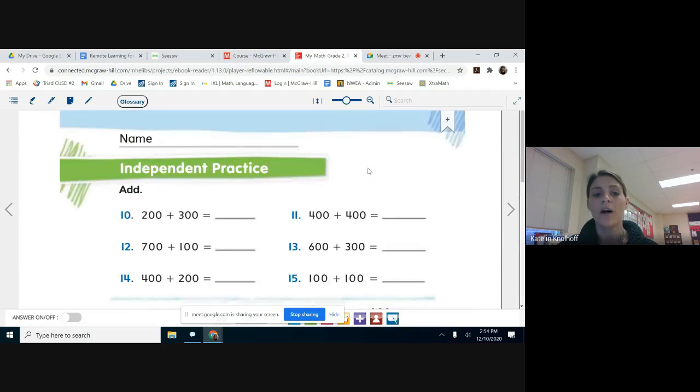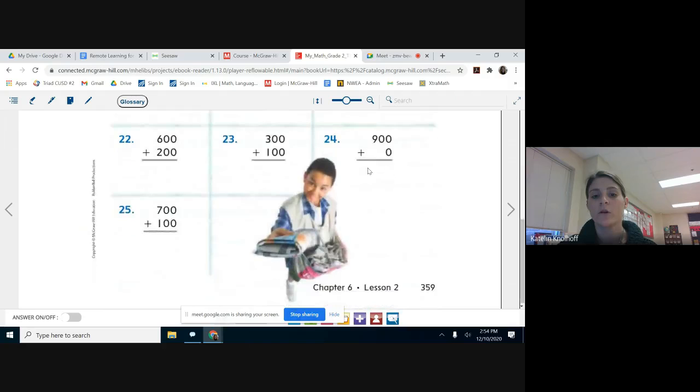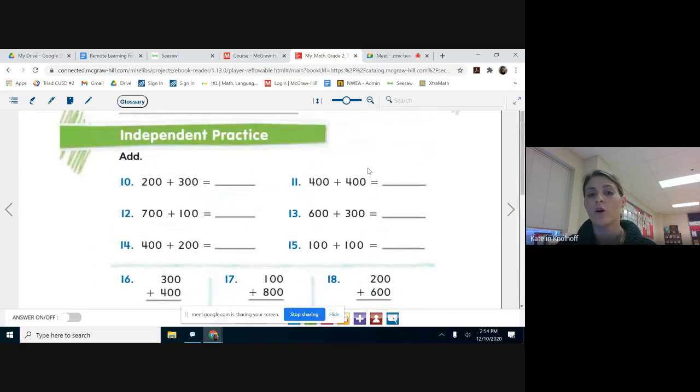When you're ready, you can go ahead and look at the independent practice. Okay, so you will be off to do this page on your own. I'm going to go ahead and have you go to the next page so we can go through some of the word problems together. And then you can come back and finish this on your own.